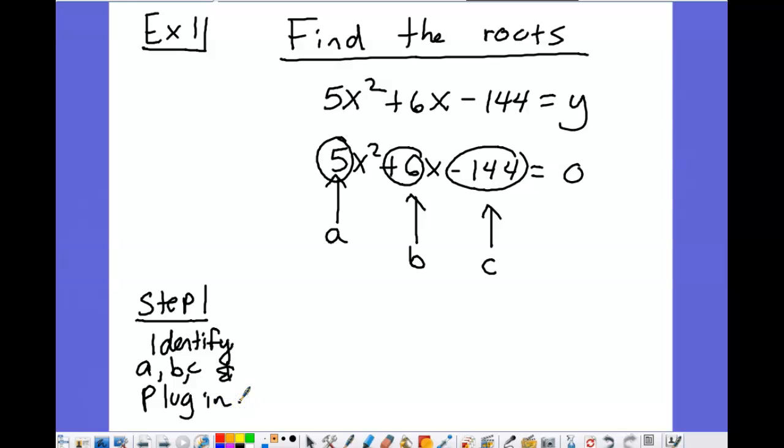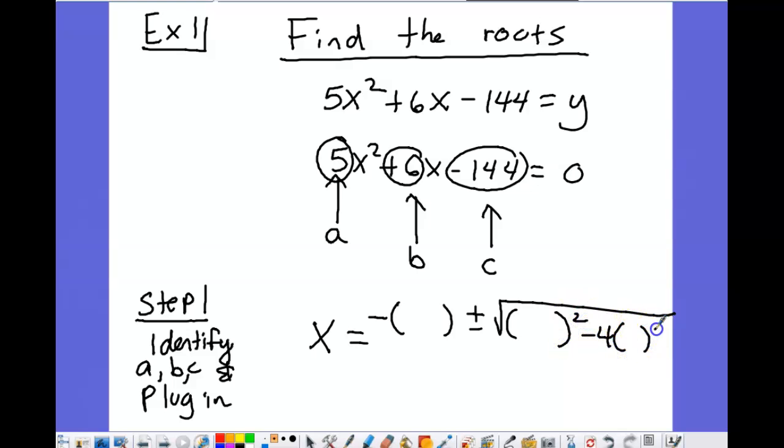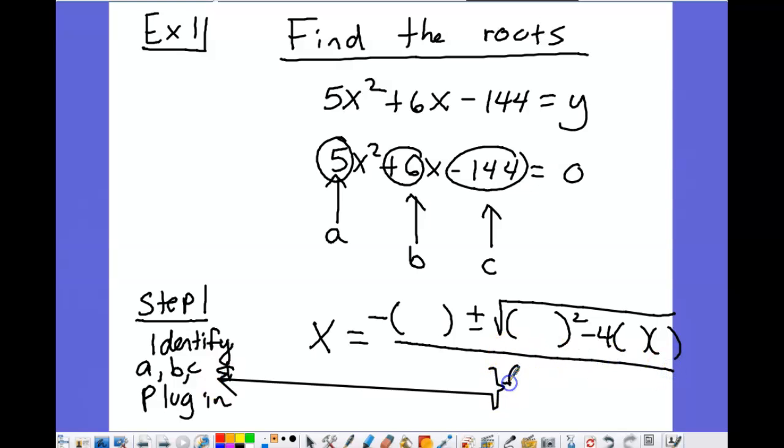All right, so I want you guys to write the following thing with me. Ready? X equals, and I'm going to put negative blank plus or minus the square root of blank squared minus 4 times blank over 2 blank. Oops, did it again. So I'll pause, make sure you guys have all your blanks ready to go there.